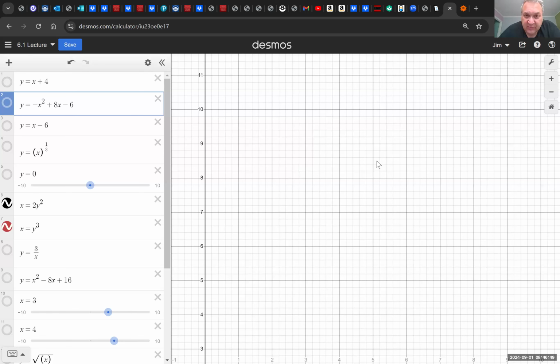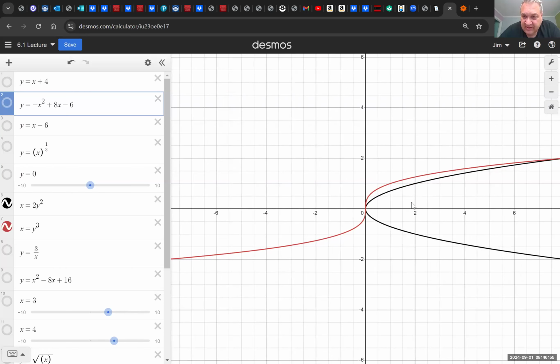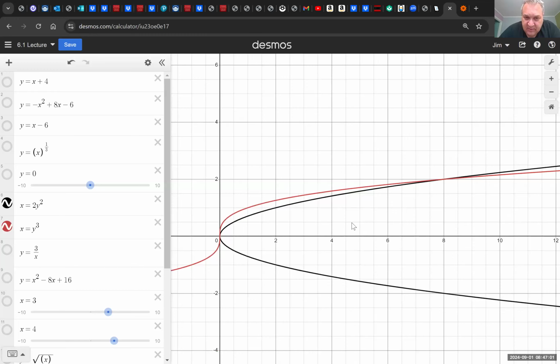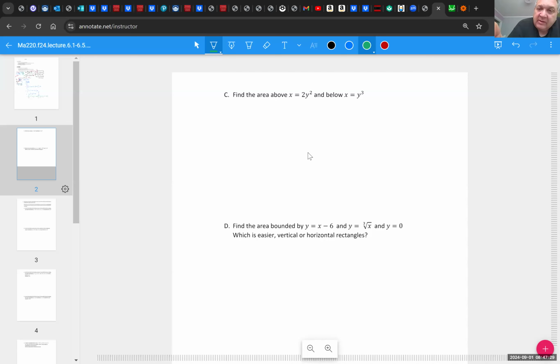So I don't see anything, but that's probably just because I need a better window. Oh, there they are. So, okay. So it has to be between the two of them. This one goes off, this one goes off. So it must be this little thin slice over here. So they start off here at 0, 0, and they end up over here at 8, 2, and they're like really close together. The one on top is the y cubed one, and the one on the bottom is the 2y squared. So y cubed on top and 2y squared on the bottom, and it goes from 0, 0 to 8, 2. Okay, so let me just recreate that real quick.